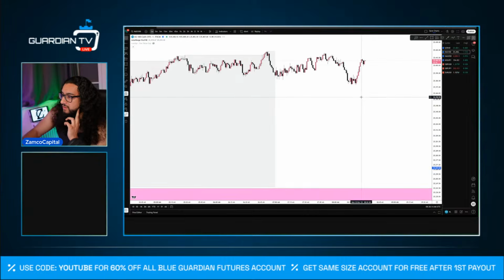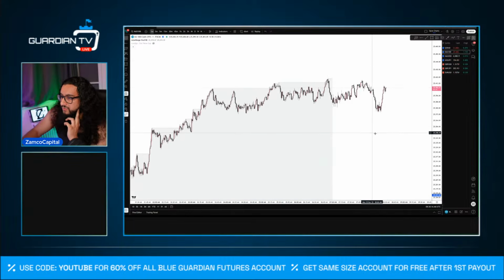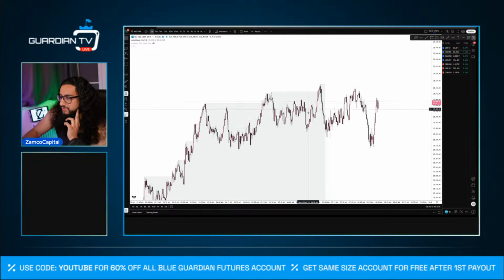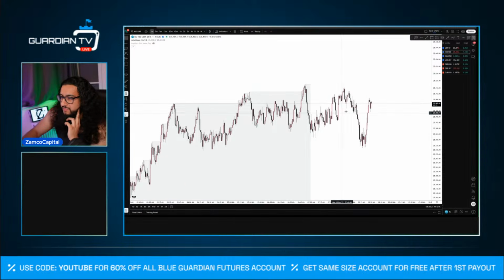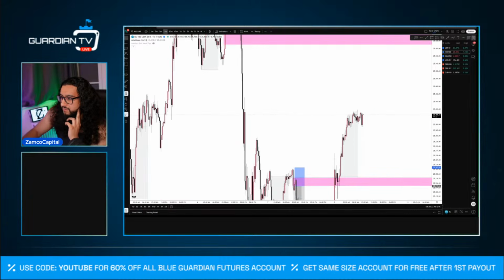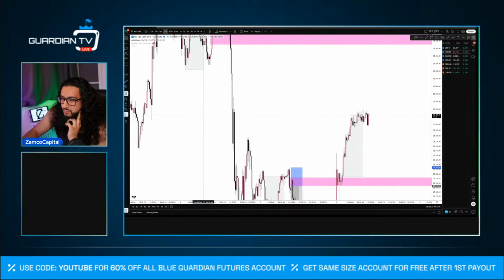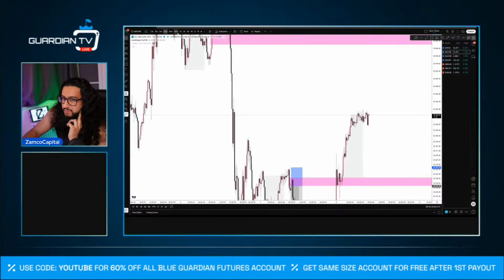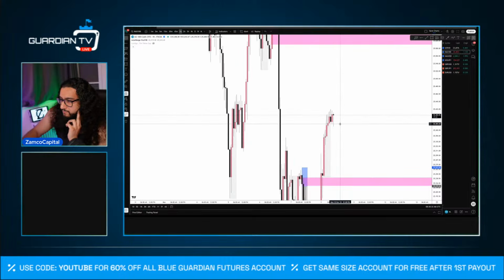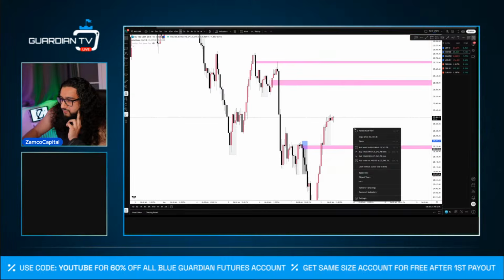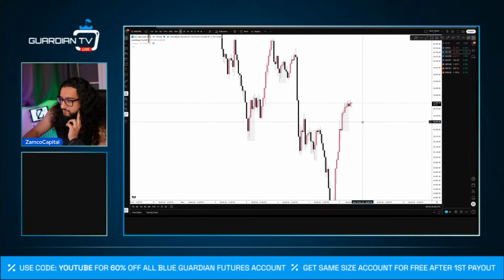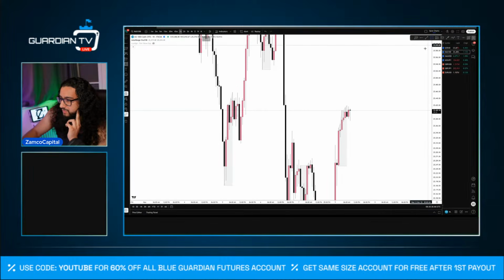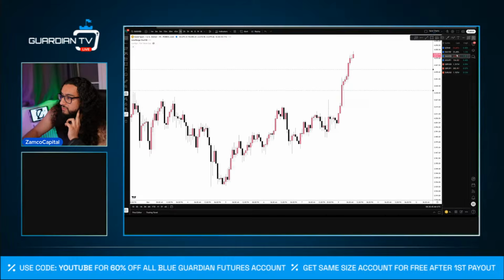NQ analysis. There is no analysis because look at this crap. It's just consolidating. There's nothing. Absolutely nothing. It looks horrible. I don't like it. I mean, there's this big 1 hour inefficiency down here, which NYSE might push down to and then maybe continue up. But for now, I have no clue.